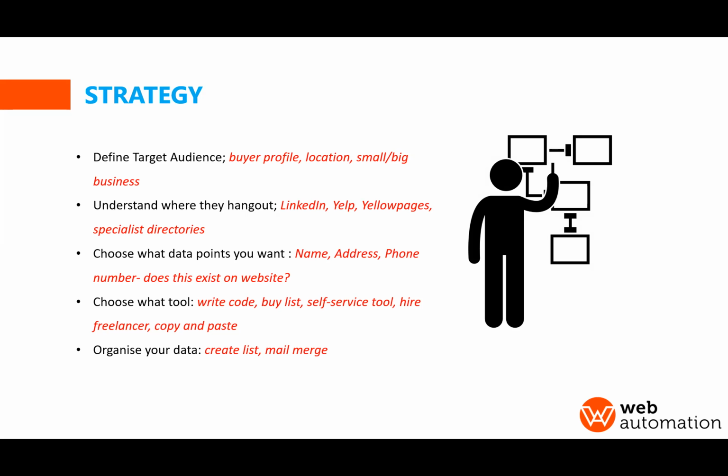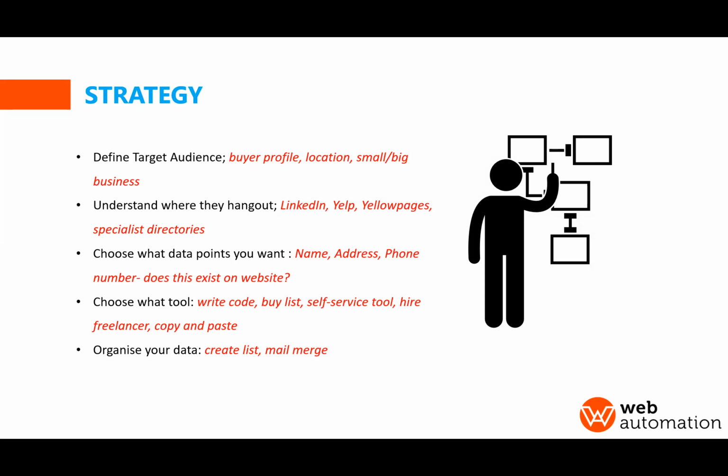Then you need to know, how am I going to get this information? Am I just going to buy a list from someone? That's a viable way. Am I going to write code and scrape the website? Am I going to use a self-service tool? Or am I going to hire a freelancer to help me do this? Or am I just going to copy and paste? For this particular example, we're going to use a self-service tool, webautomation.io, to get the information.